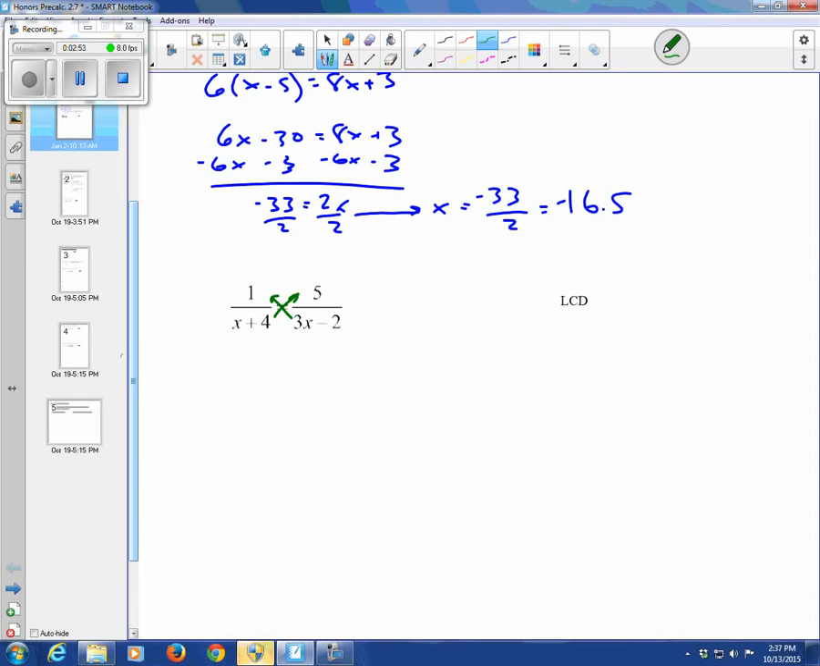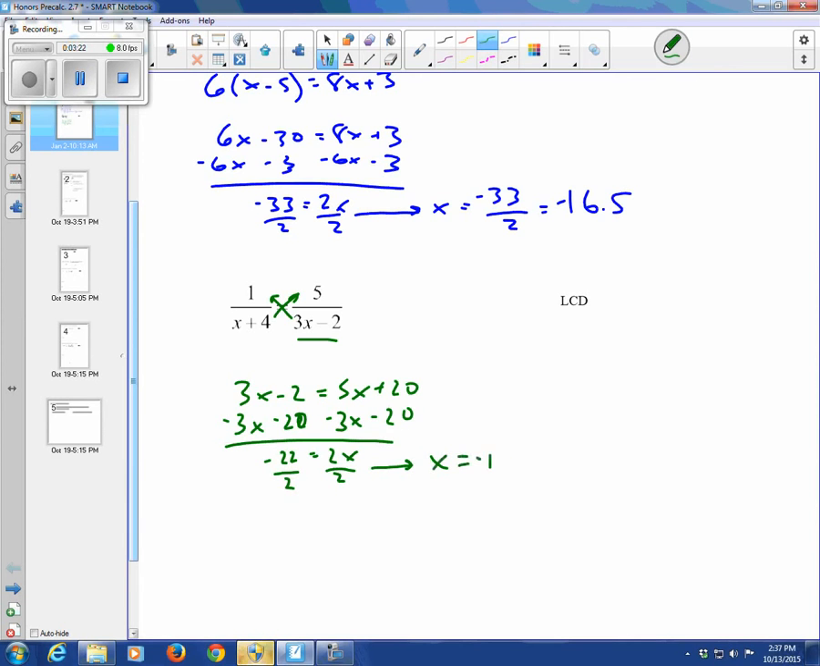So right here we would multiply 1 by 3x minus 2, and that would give us 3x minus 2. And then we would multiply 5 by x plus 4, and that would give us equals 5x plus 20. And again, right here we could just solve for x by bringing all the x terms to one side, so subtract 3x from both sides, and bringing the constants to the other. Oops, it's going to be 20. And then right here we would get negative 22 equals, and then 2x, divide by 2, and we can say that x is going to equal negative 11.